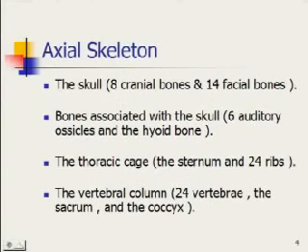There are also bones associated with the skull that are involved in hearing. So 6 auditory ossicles are also involved in this. A much smaller bone, referred to as the hyoid bone, is also a part of the axial skeletal system. The other bones involved include the thoracic rib cage. There is the sternum, which is the central bone, or the breastplate is another name that's given for it, and there are 24 associated ribs. There's also the vertebral column, which involves 24 vertebrae, the sacrum, and the coccyx bone.